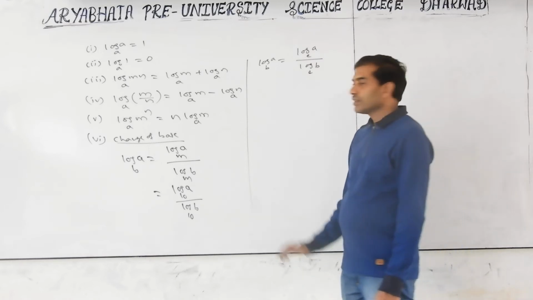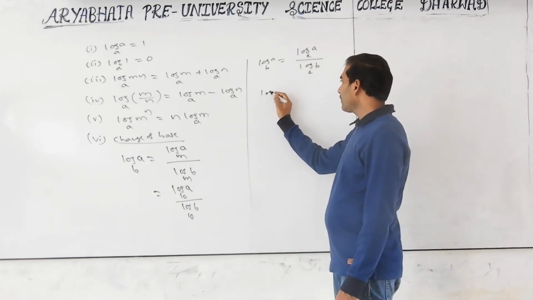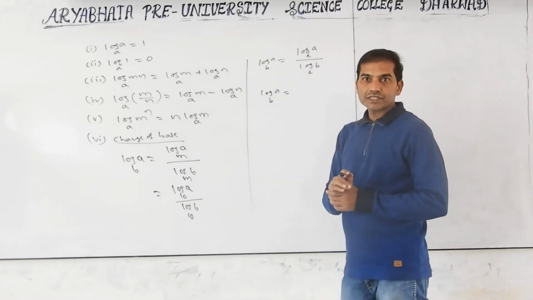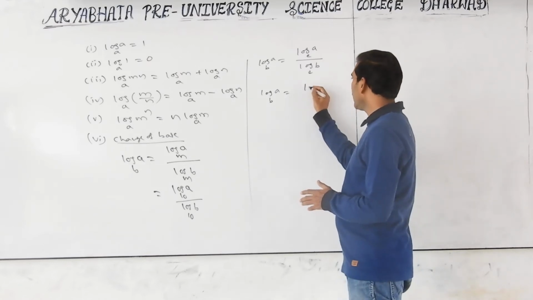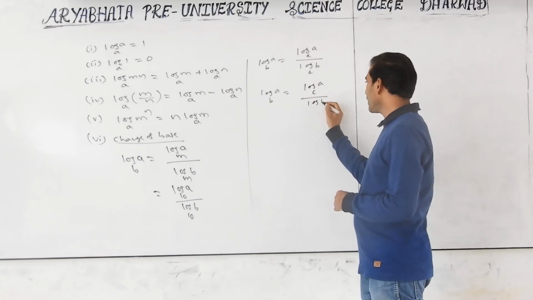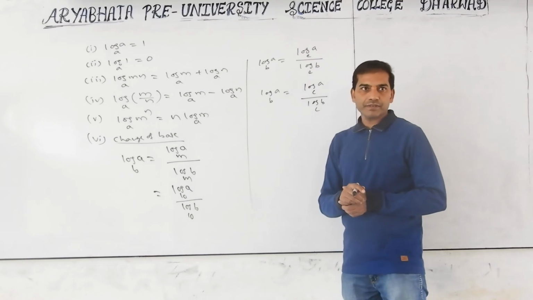Are you following? Understood? Got a point? Okay. Log of a base b, if you want base as c, not like we are changing c, if you want, it equals log of a base c divided by log of b base c. This is called the change of base rule property.